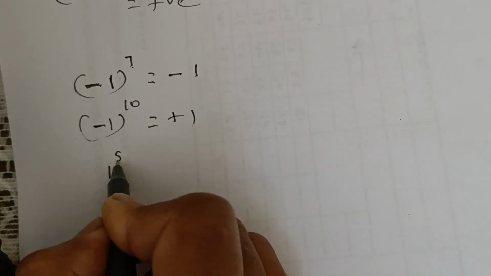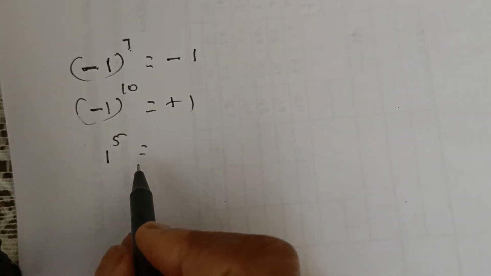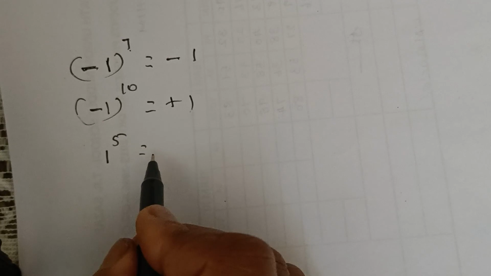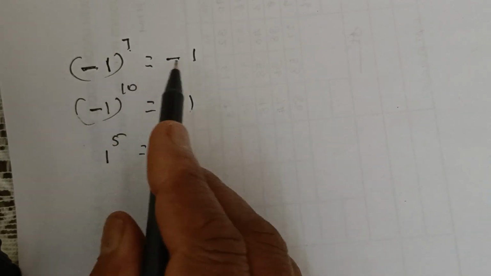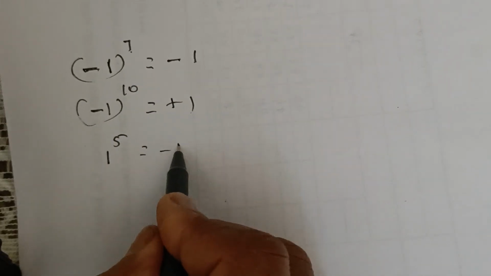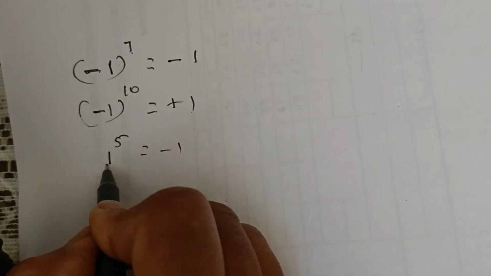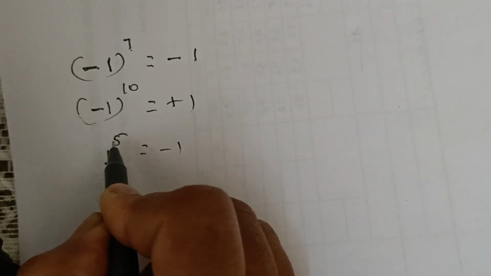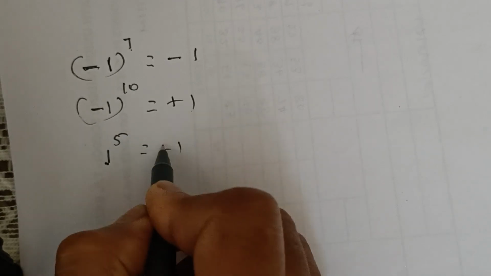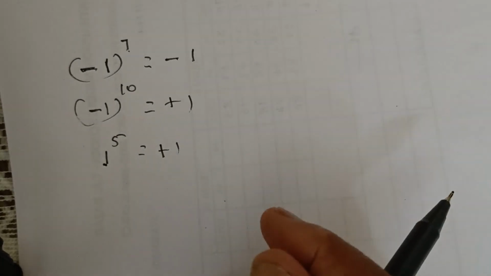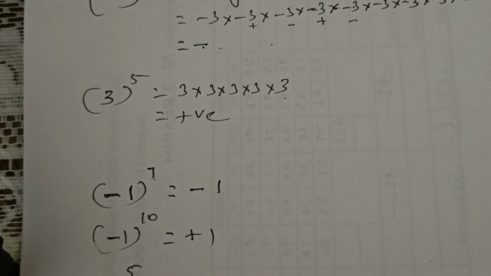Okay, 1 power 5. What is 1 power 5? The power is an odd number. Is it minus 1? Since the power is odd, I said it is minus. Can you write minus 1? Is it right? No, because the base is positive. When the base is positive, whether the power is even or odd, the answer is always positive. So children, these are the very basic concepts which you must know to do the exercise sums.